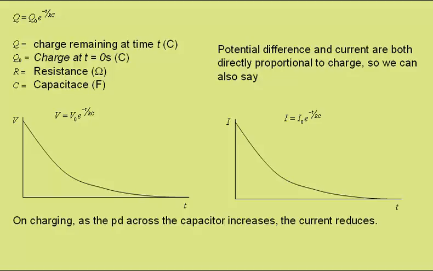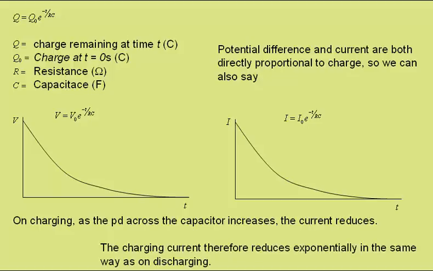On charging, as the potential difference across the capacitor increases, the current reduces. The charging current therefore reduces exponentially in the same way as the discharging current.